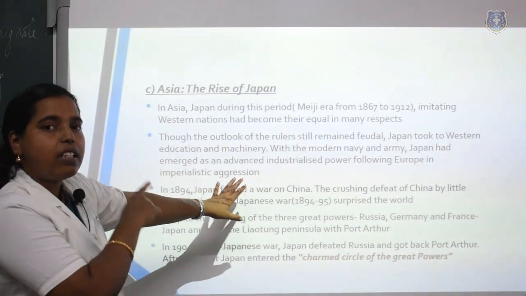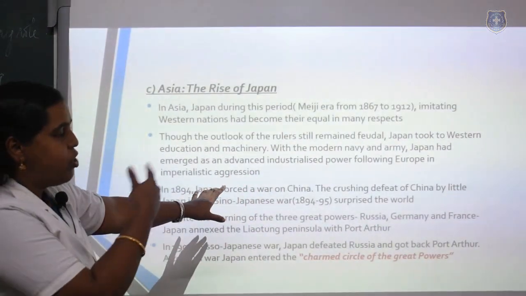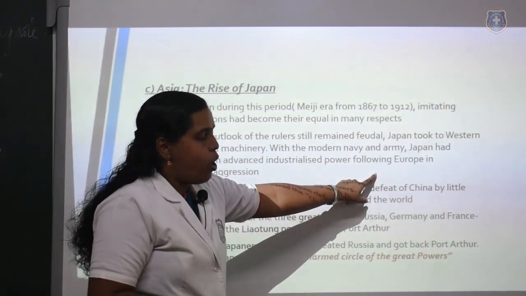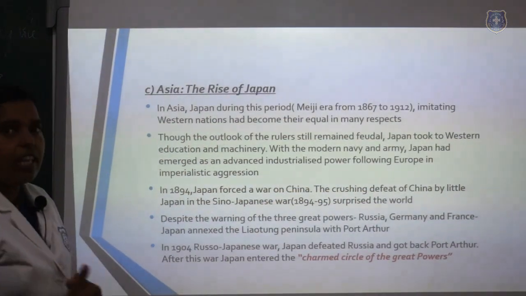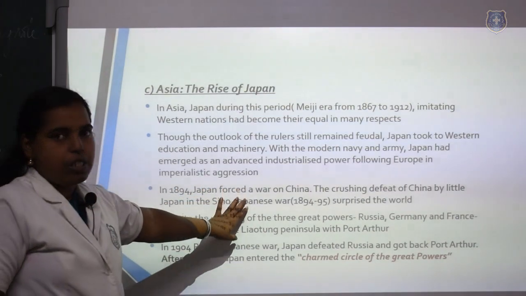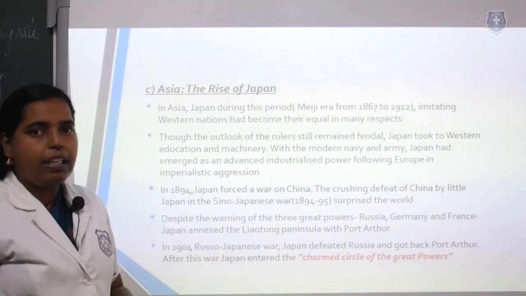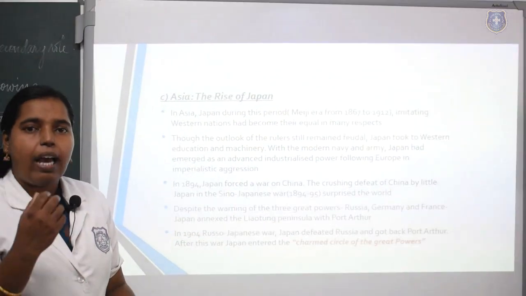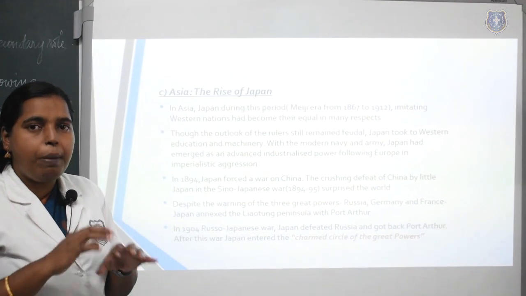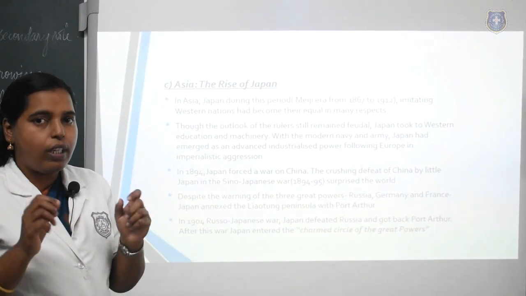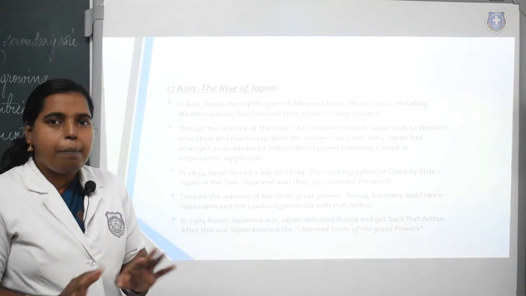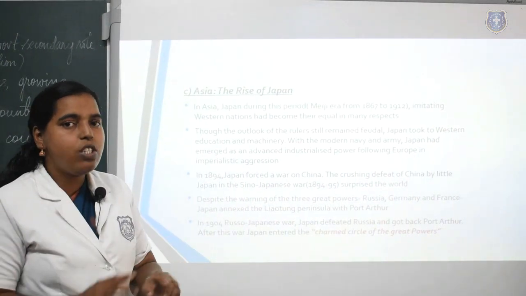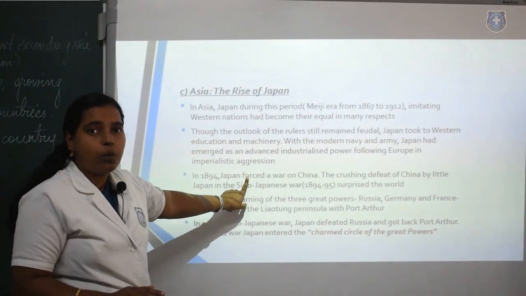That's what made the other countries dominating, and that made Japan copy or imitate, and they started to become an industrialist power following Europe in imperialistic aggression. Aggression is not a positive term. It shows you are very aggressive. You want to attain, you want to achieve something that you want to have. When you want to have something, you will be very aggressive, and unless and until you get it, you will not be under calm conditions. You will not be at peace. You will not be sitting quietly. When you attain it, you will be pacified. That's what the word aggression shows.